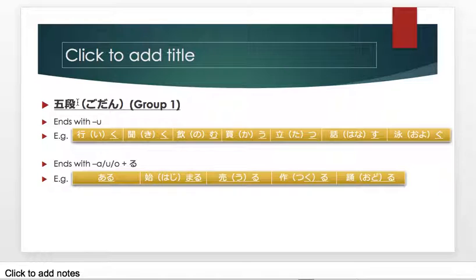Next we have godan doshi or group 1. They mostly end with the u sound. So we have iku, to go; kiku, to hear or to listen; nomu, to drink; kau, to buy; tatsu, to stand; hanasu, to speak; oyogu, to swim. There are some that have the a, u, o vowel sound with ru. For example, aru, to exist for inanimate objects; hajimaru, to start; uru, to sell; tsukuru, to make; odoru, to dance.